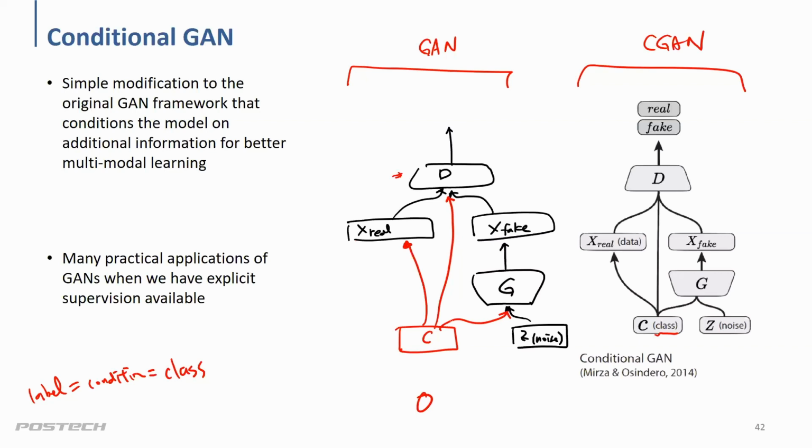So this is the conditional GAN. Again, it's simply a modification of the original GAN to make a conditional GAN or CGAN. Starting from the original GAN, I'm going to add the class or labels here, and that makes these kinds of connections.